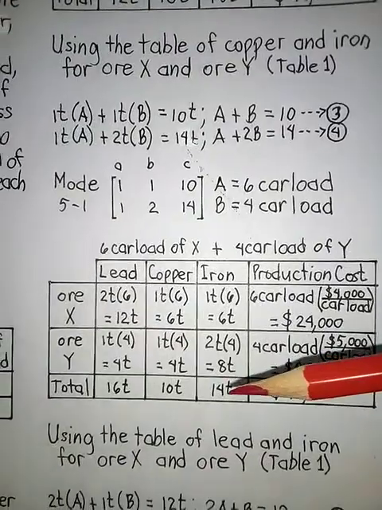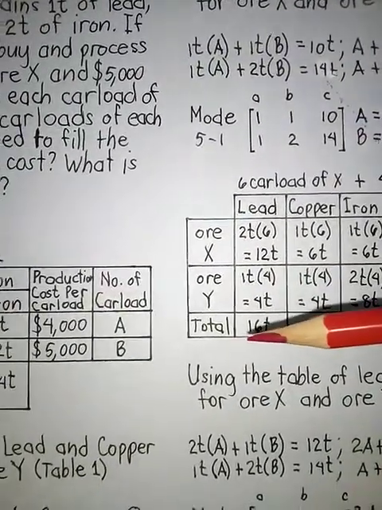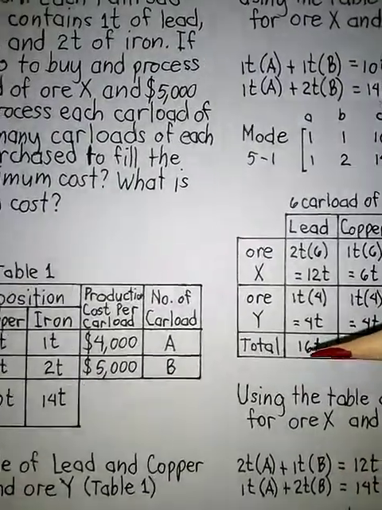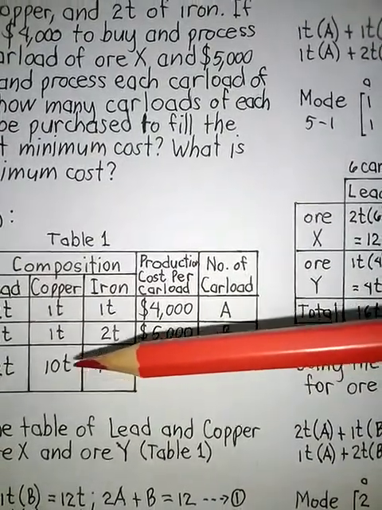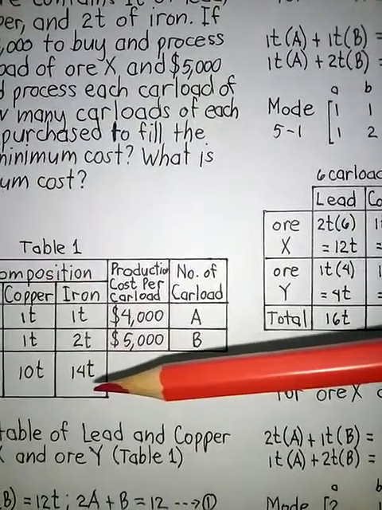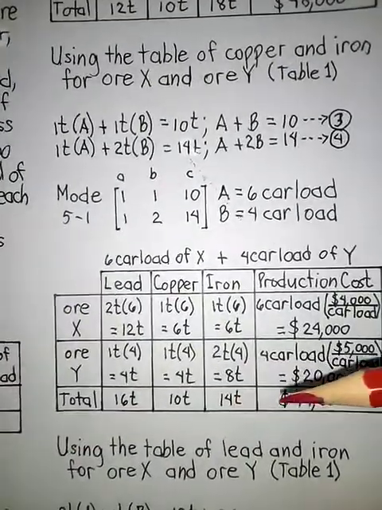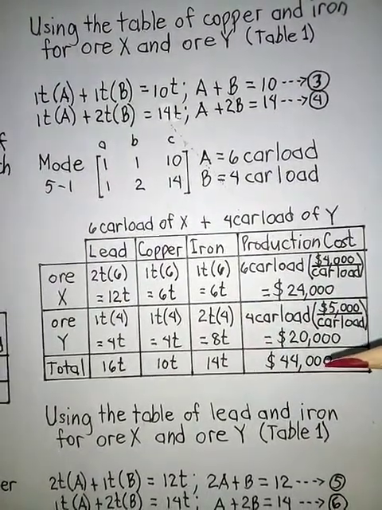So this again is acceptable since the required lead of our client is only 12 tons, but we have 16 tons. And then the required copper by our client is 10 tons, we have 10 tons. And for the iron, the required amount by our client is 14 tons, and we have 14 tons. So the total production cost is $44,000.